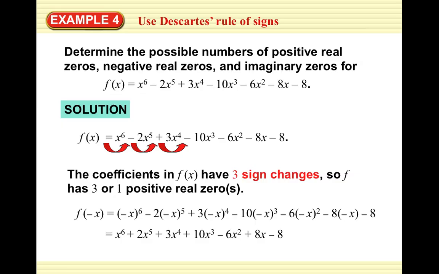And then the negative times the negative will equal a positive. So notice now, negative 2x to the 5th is now positive 2x to the 5th. And negative 10x to the 3rd is now positive 10x to the 3rd. And negative 8x is now positive 8x. Then go through and take a look at the sign changes. So positive, positive, positive, positive, negative, positive, negative. So we have 3 sign changes there at the end, going positive to negative, positive to negative.